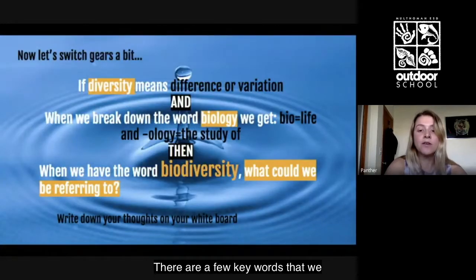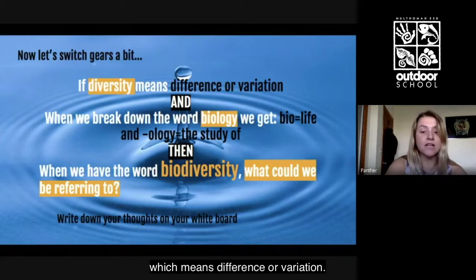There are a few key words that we as scientists will need to understand. These may be words that y'all have heard or even used before. The first word is diversity, which means difference or variation. Now, let's break down the word biology. If we cut biology in half, we get bio, which means life. And then we have ology, which means the study of something.